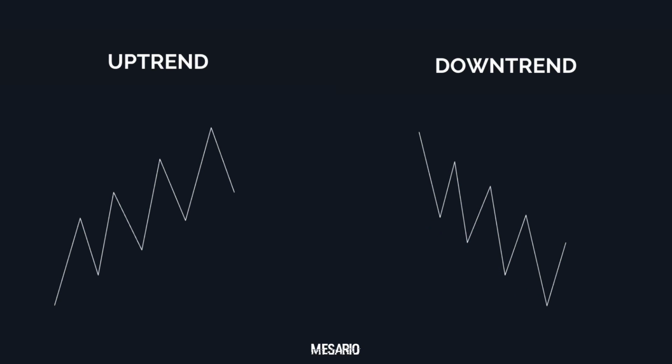With an uptrend, of course, we will prioritize long positions. In a downtrend, we will prioritize short positions. That is, here we open long, here we open short. Why are we doing this? Because when we work according to the trend, the probability of our success is much higher than when we open counter-trend trades.